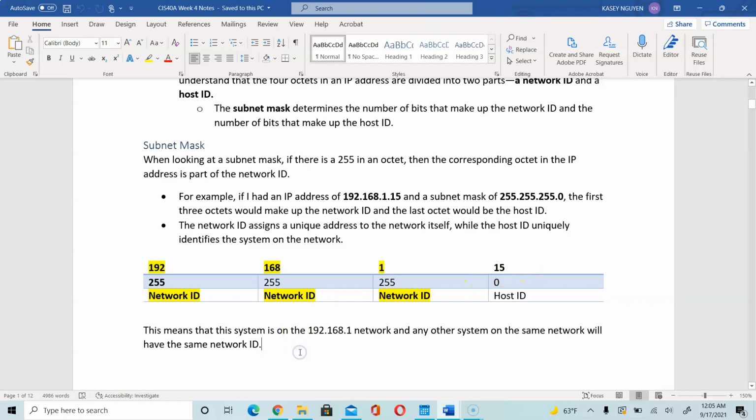So I can have something like 192.168.1.16, and that would make it in the same network, or 192.168.1.23, that would also be in the same network, as the first 3 octets are the same as the sending system IP here. So as you can see, that's how it's going to be able to determine, as long as we have the subnet mask that would be exactly the same as the other one.